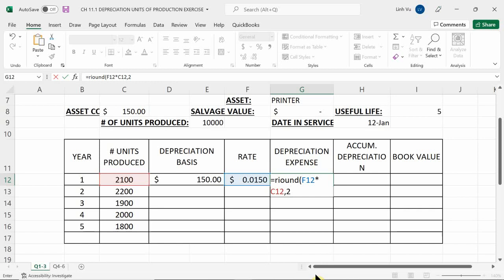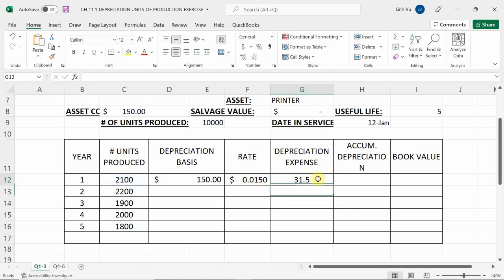So it's going to be 0.015 times 2,100 equals 31.5. Okay, good. $31.50. Okay? So how do I determine my accumulated depreciation?